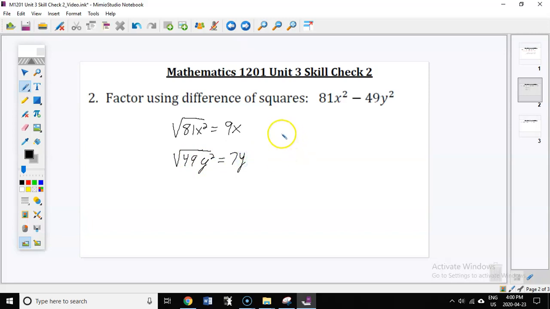Now it's just fill in the blank. So difference of squares will always be bracket, your first square root, minus your second square root, bracket, your first square root, plus your second square root. So it's not just the minus part, it's both of them, right? You need a minus and a positive, but you're using the same terms. So that's the second one.